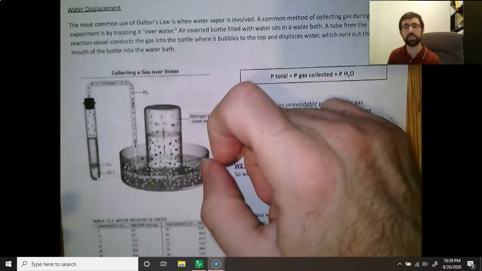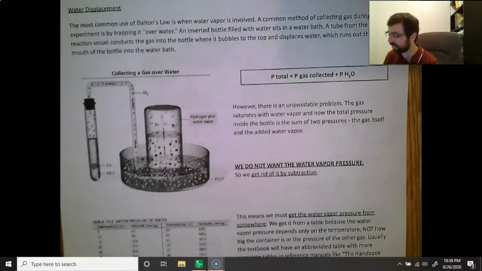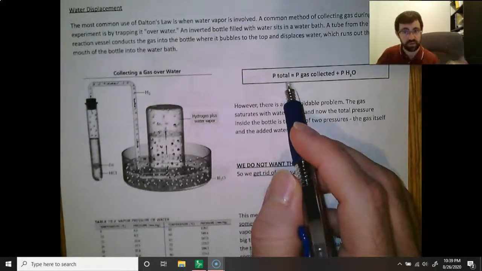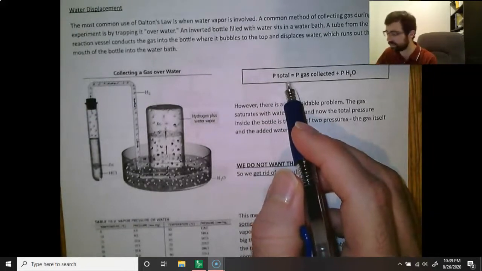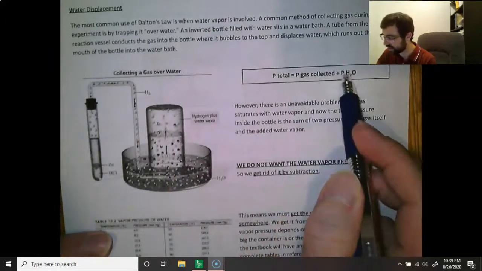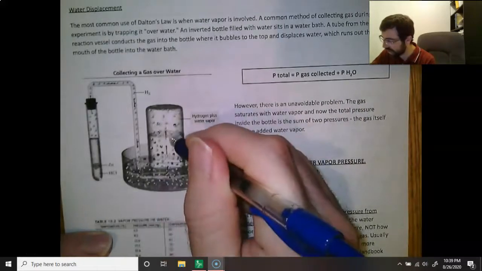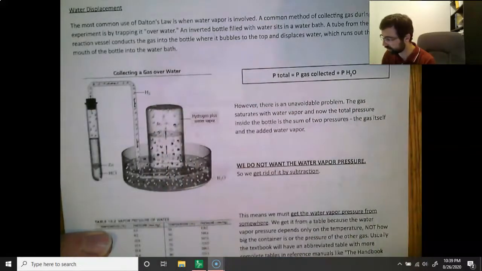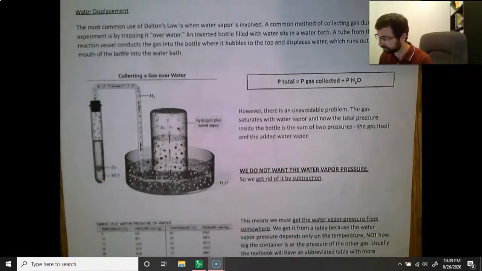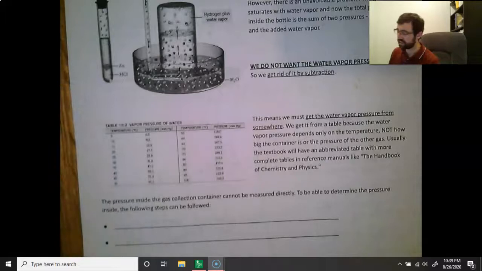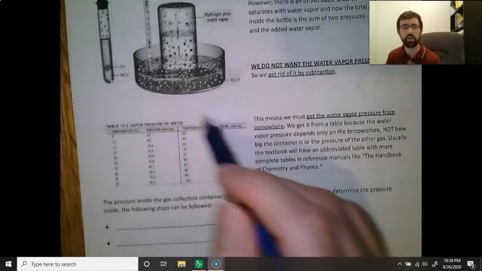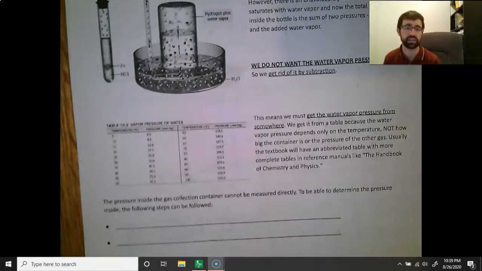So we've got to subtract the pressure of water, because just like Dalton's law, total pressure is the pressure of each gas added together. Our total pressure here is the pressure of the gas that's collected plus the pressure of water vapor that was added into that gas. We don't want the water vapor pressure, so we have to get rid of it by subtraction. This means that we need to get the water vapor pressure from somewhere, and that can come from a table. The only thing water vapor pressure depends on is temperature.